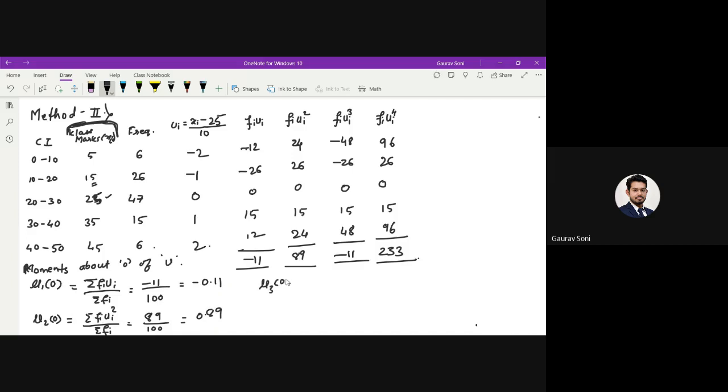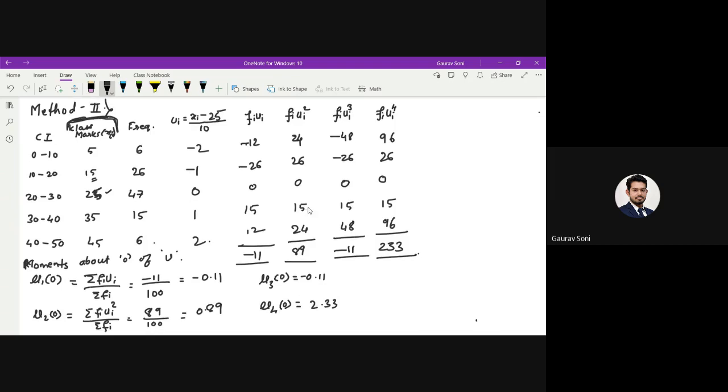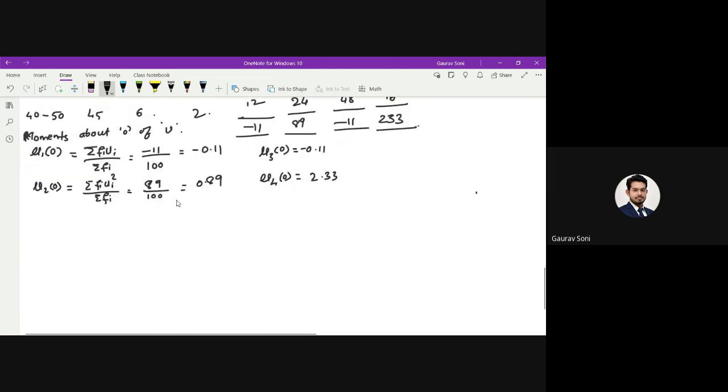What will be mu3 of 0? Minus 0.11. I'm not writing the formula in this case now. Mu4 of 0 is 2.33. You have these four values. Central moments for which variable? U. What will be mu1 of u?